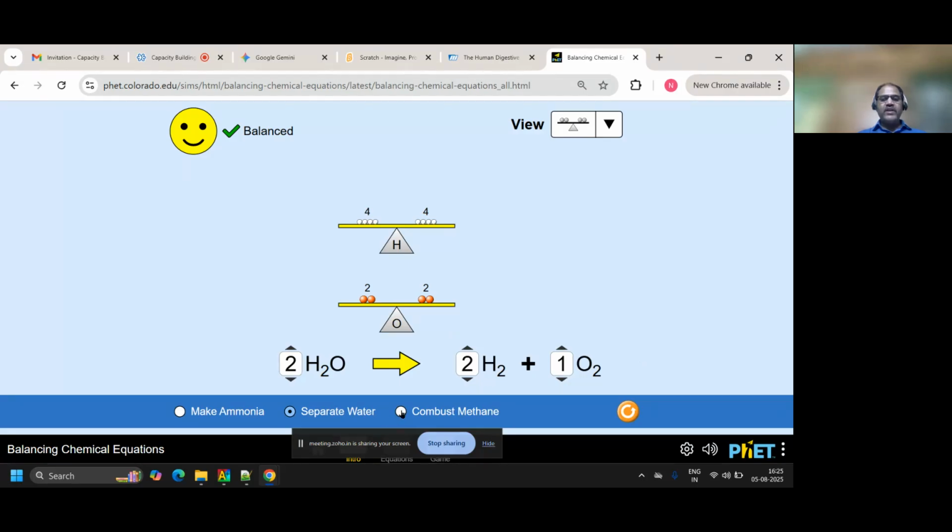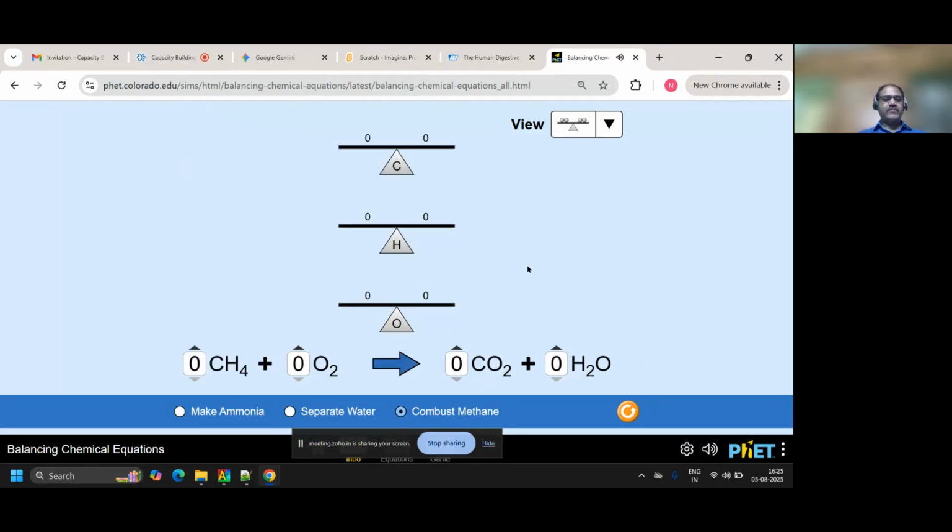Same way I go to another equation, combust methane. Methane plus O2 leads to CO2 plus H2O. Now I want to balance. Previously we were dealing with only 2 elements, nitrogen and hydrogen, and hydrogen and oxygen. Now here carbon, hydrogen, oxygen, 3 elements are involved. So I want to show, let me just randomly increase.